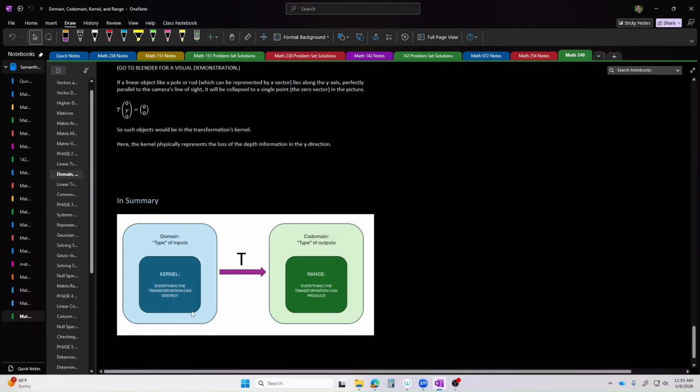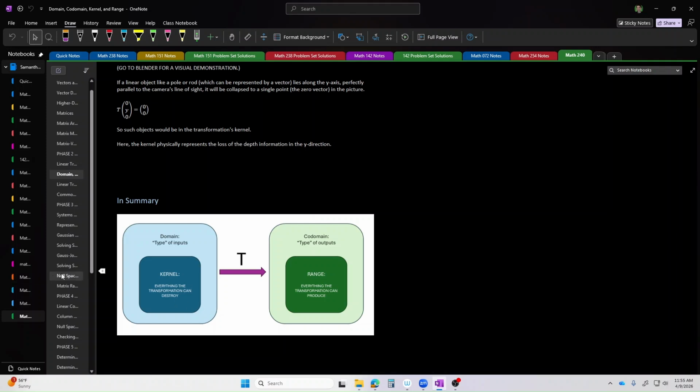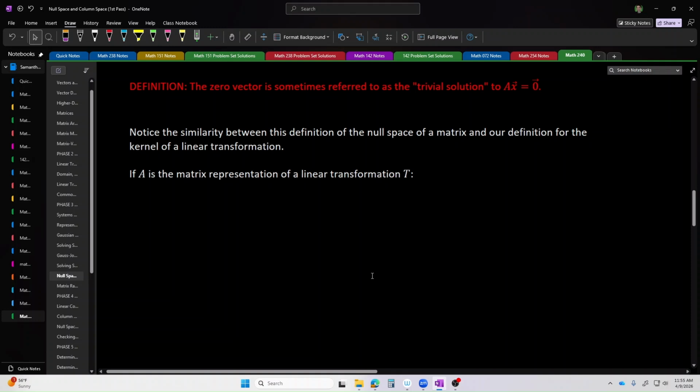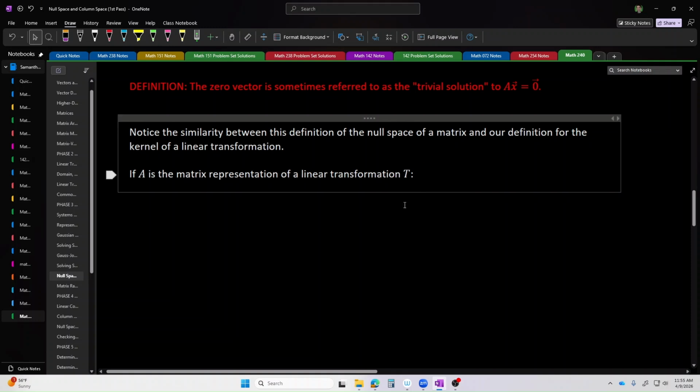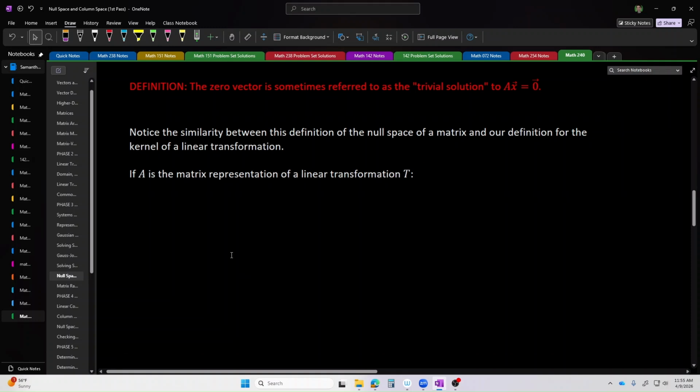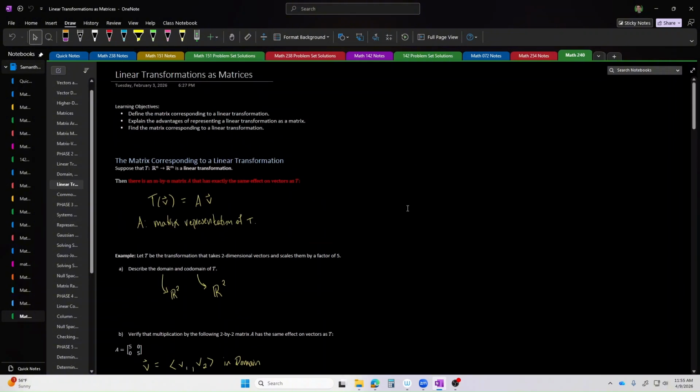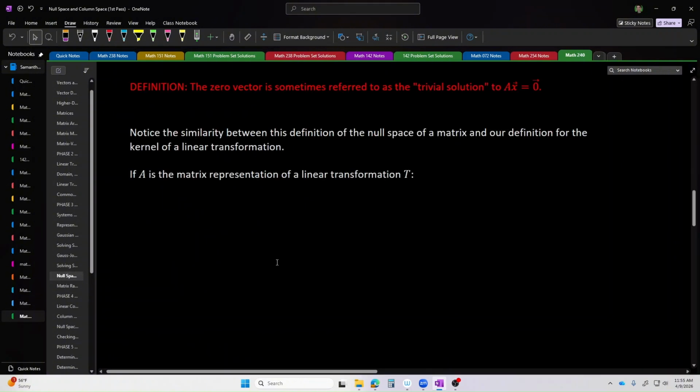That concept of kernel for a linear transformation truly is identical to this concept of null space for a matrix. Particularly if you have a linear transformation and you find the matrix A that represents that transformation, the same way we did back in this lesson, representing linear transformations as matrices. If your linear transformation has been represented as this matrix A, then the kernel of the transformation is exactly the same as the null space of that matrix. So you should understand these two concepts as being, again, interchangeable.